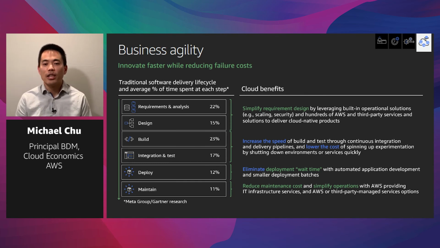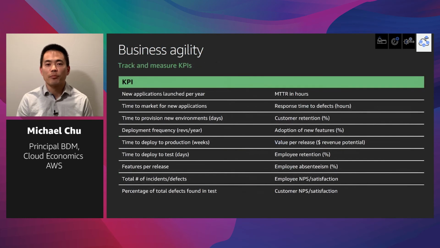CI/CD pipelines on AWS help you automate the software delivery process, such as initiating automatic builds and deployments. Wait times can be reduced or eliminated through automated application development and smaller deployment batches. And with AWS and many other third-party managed service options, you can also reduce maintenance costs and greatly simplify operations.